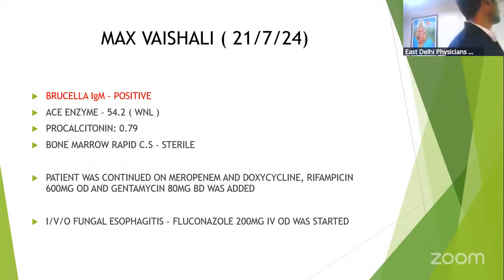After the Brucella IgM came positive, the patient was continued on meropenem and doxycycline, and as per the protocol, rifampicin and gentamicin were added. In view of fungal esophagitis on endoscopy, fluconazole was started. So by this time the patient was on meropenem, doxycycline, rifampicin, gentamicin, and fluconazole. We stopped artesunate after 5 days. The procalcitonin was very high, 4.19, then 0.79, along with meropenem and doxycycline.